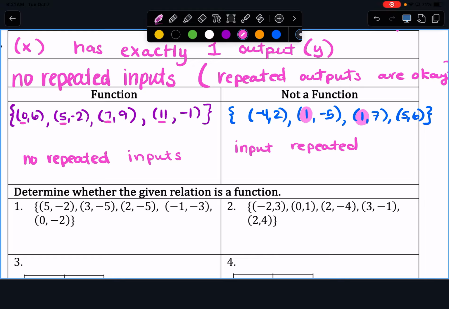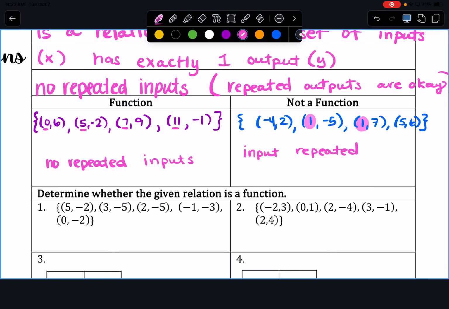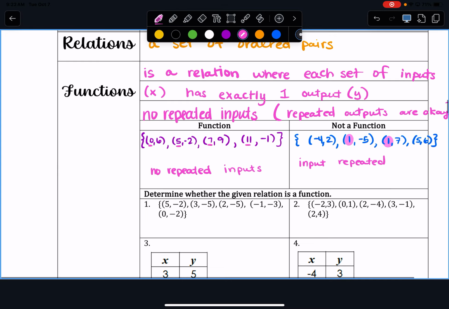So we're going to look at some of these examples of relations and determine whether or not they're a function or not a function based off of their inputs. That's what we're looking at. And if it helps you, to the side here, you can put x, y, which is your input, output.